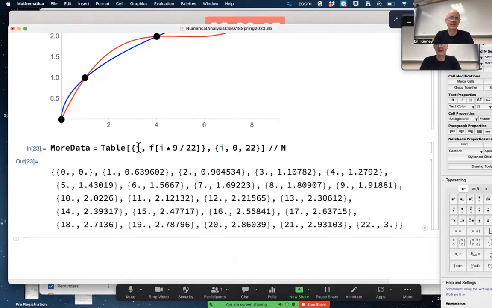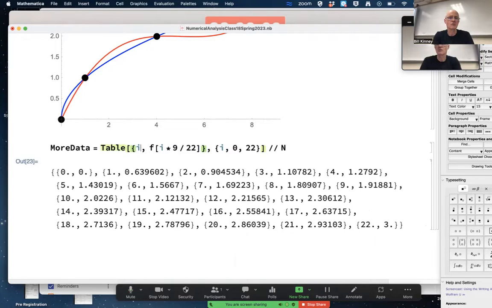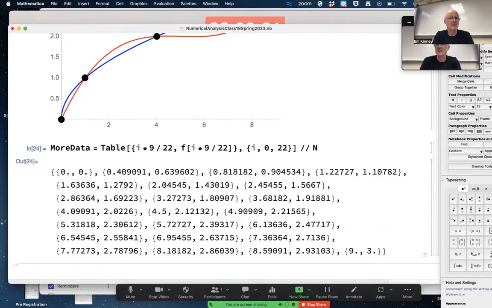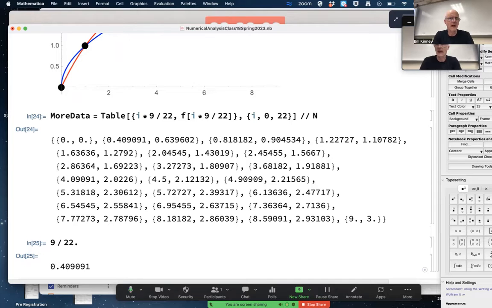Except I don't want the first thing to actually be an I. I want to divide I by, multiply that by 9 over 22 as well. Yeah, that's going to give us 23 nodes. N is 22.